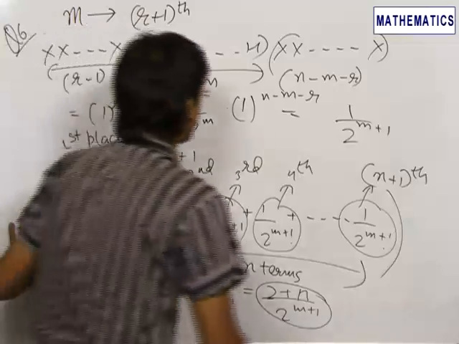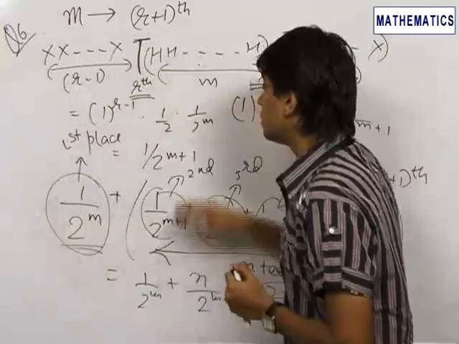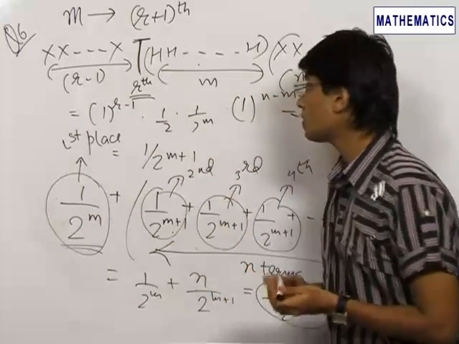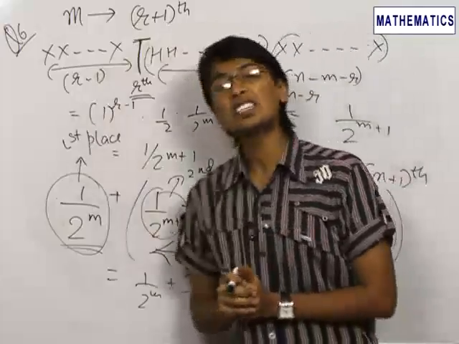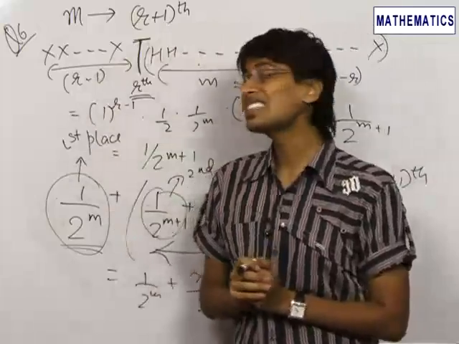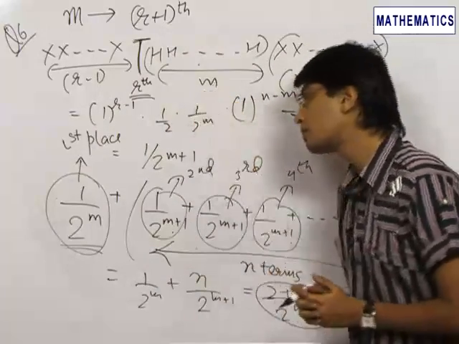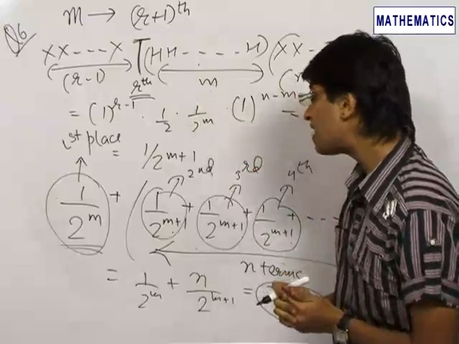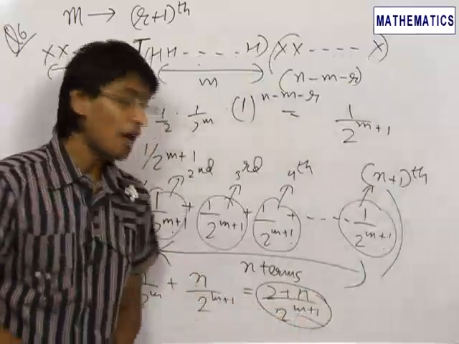Hence in this problem, which was a very important problem, what we did was we split the entire problem into several cases. The first case was that the series of consecutive m heads starts with the first place, then the second place, third place, and hence the n plus 1th place. So our final answer is n plus 2 upon 2 to the power m plus 1.